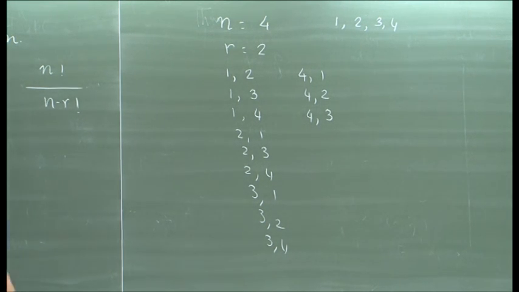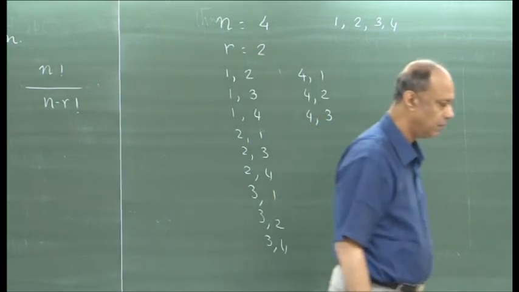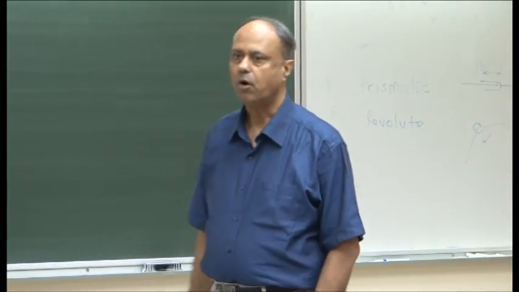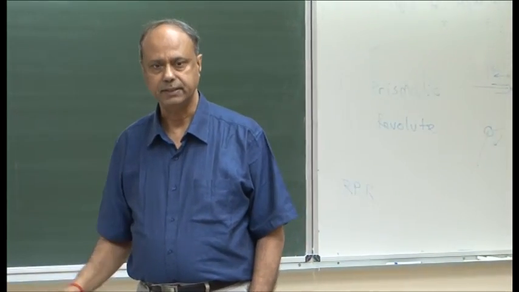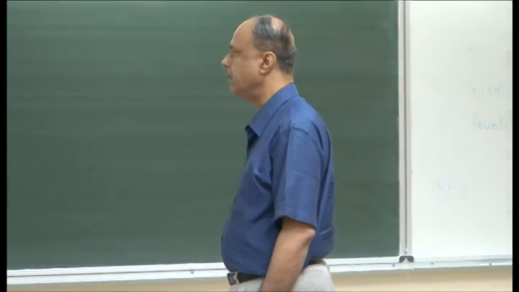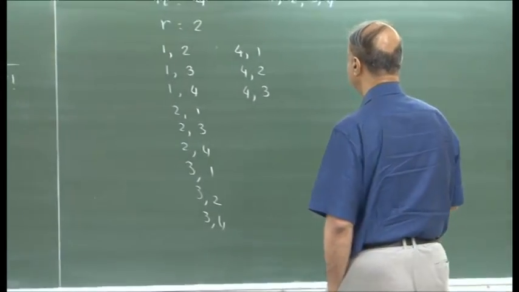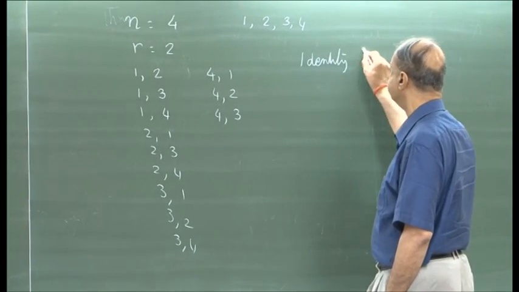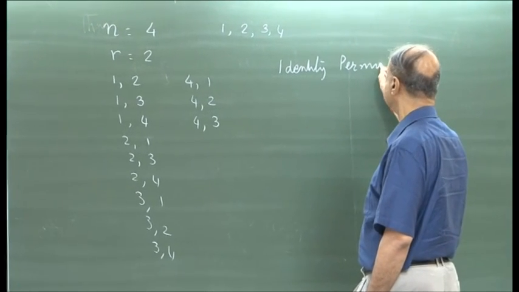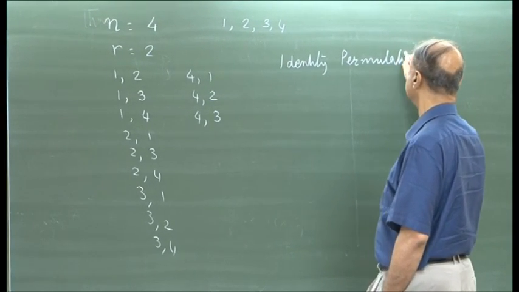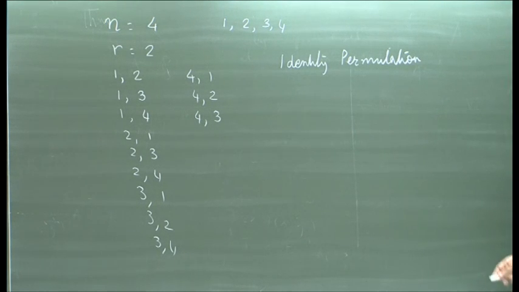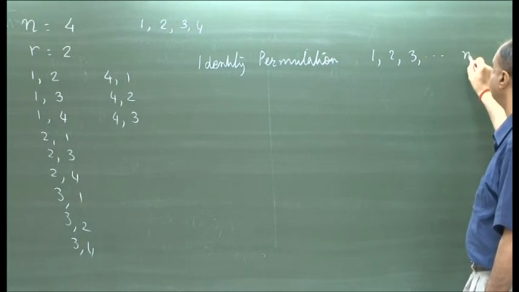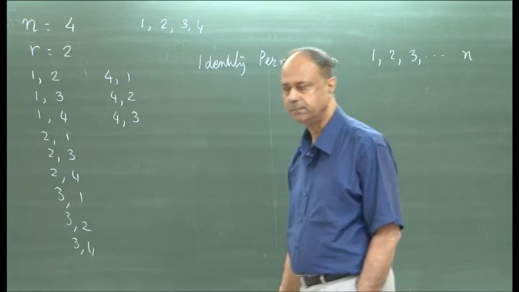So what is the basic definition of a permutation? It is nothing but an arrangement of r elements out of n. That gives you a permutation. And there is a term we'll be using, identity permutation. The identity permutation of n elements is nothing but 1, 2, 3 up to n. This is the identity permutation.